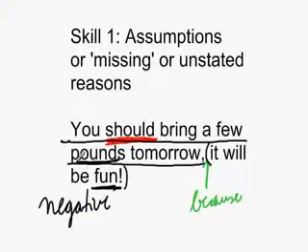The test that you should be doing with assumptions is called the negative test. So if it is an assumption to say that there should be something tomorrow to spend your money on that is fun, then if you turn it around, there's nothing to spend your money on tomorrow that's fun, would not support my conclusion. And you can clearly see, why should you bring a few pounds if there isn't anything fun for you to spend your money on tomorrow? But let's go on to a more obvious example.